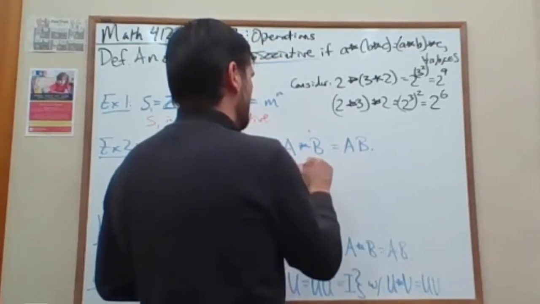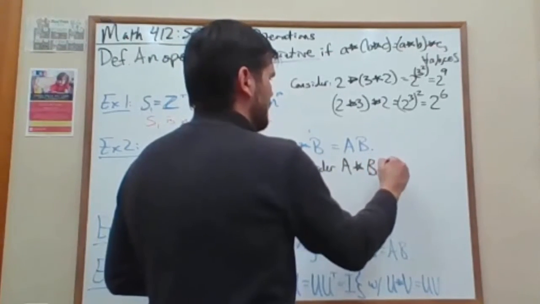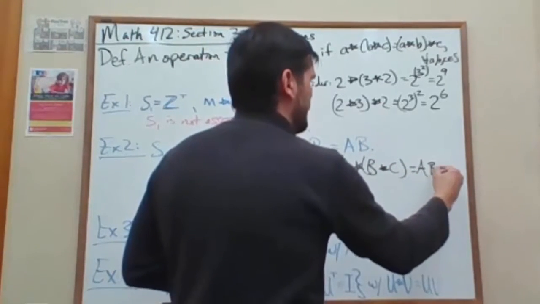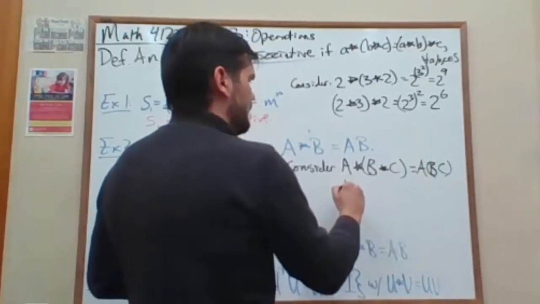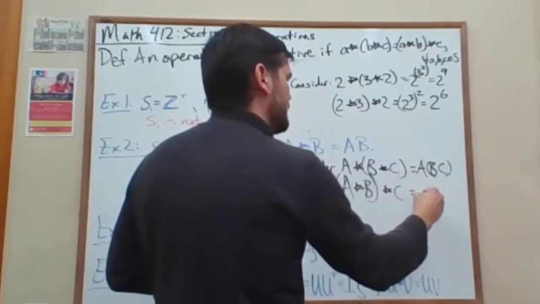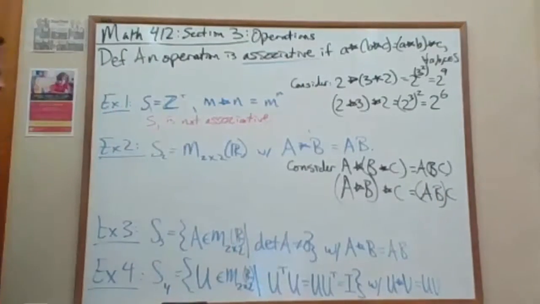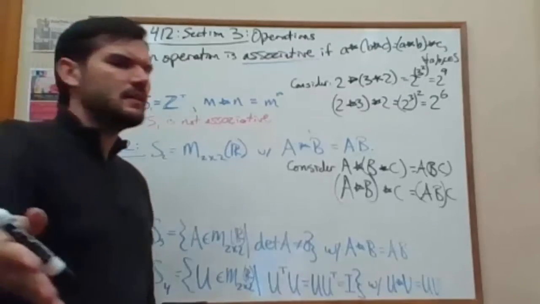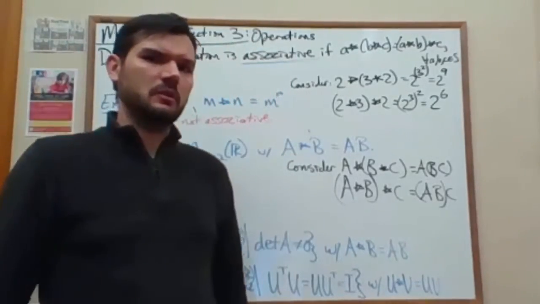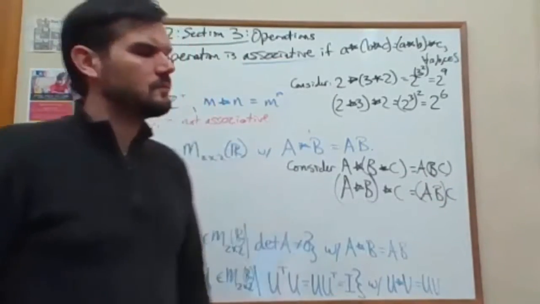Consider that, which is A(BC), and (A star B) star C, which is (AB)C. Now, if we went through the 2x2 component definitions for multiplication, this would be a lot of work.